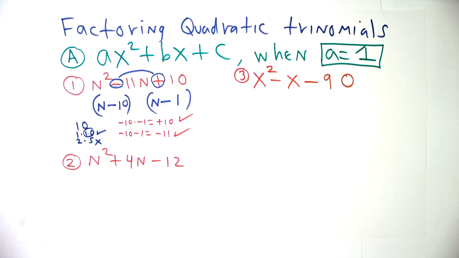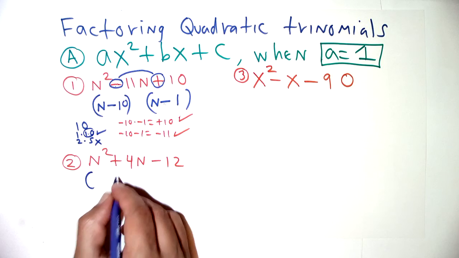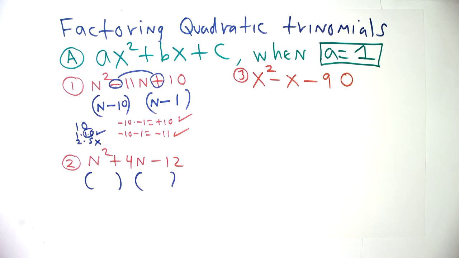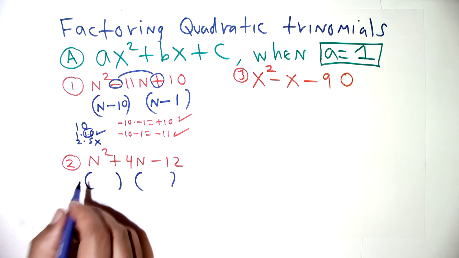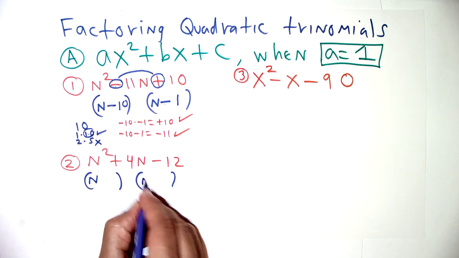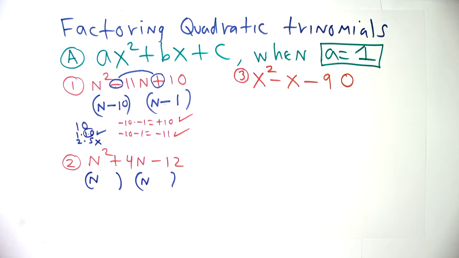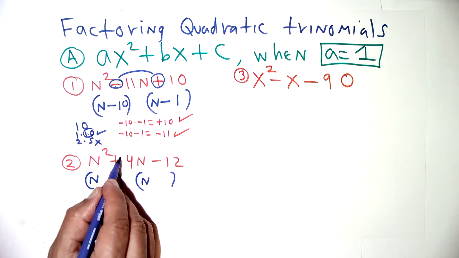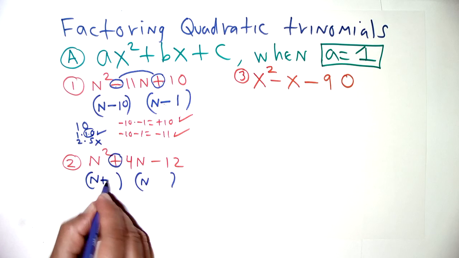Let's go to the next one. Just like the other one, the first thing that you're going to do here, forget about the numbers, is open your two parentheses here. The variable in this case is n. Now you need to take care of the signs. What are we going to do with this one always? Just bring it down, whatever is there.